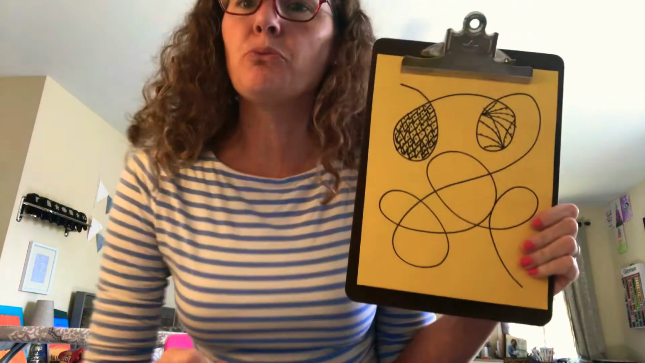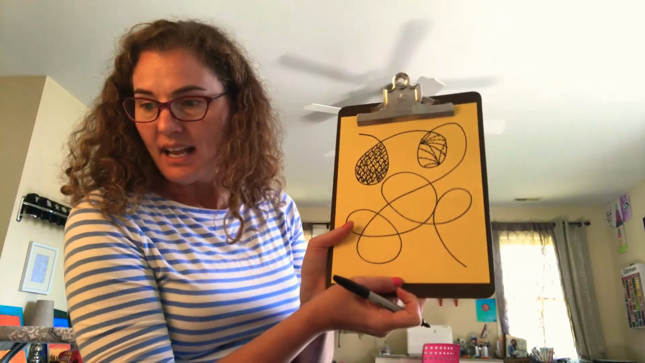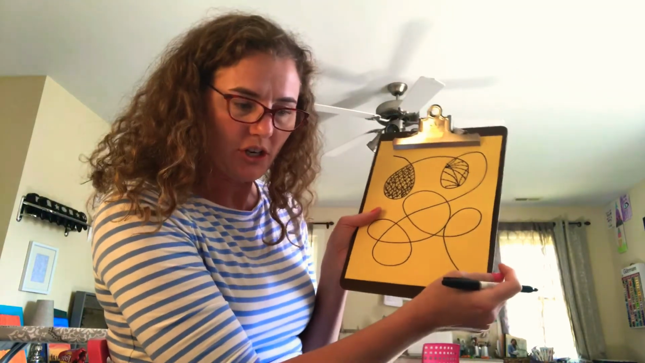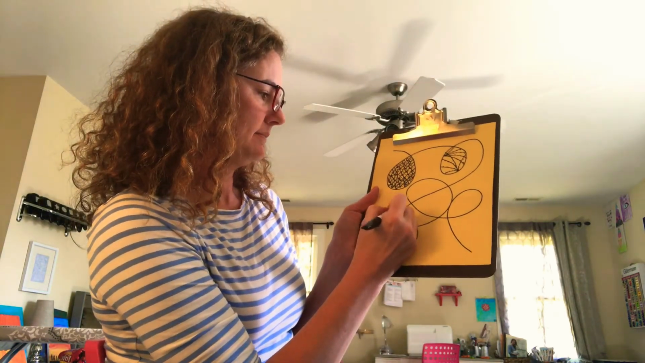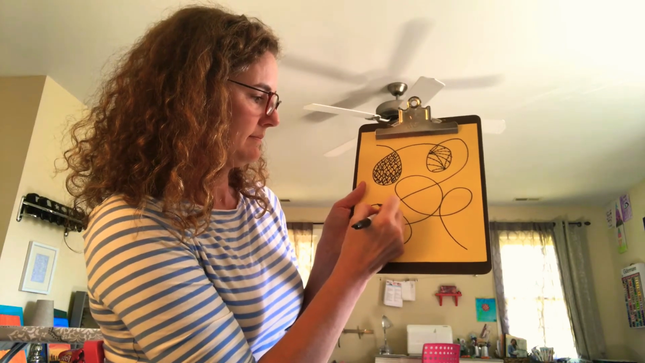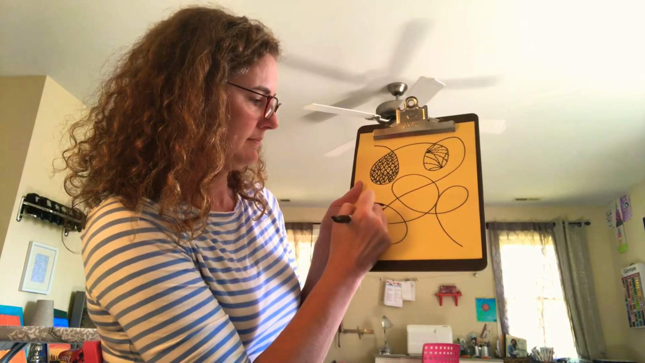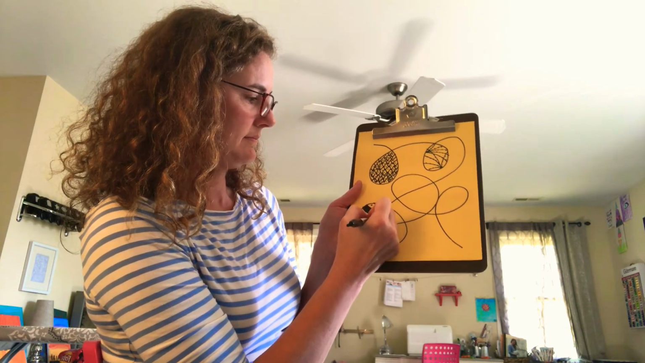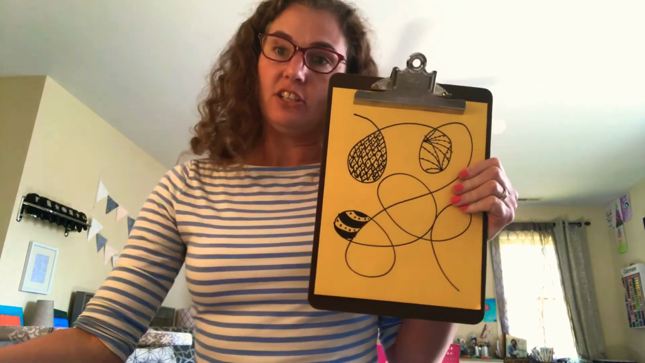Okay, here's my pattern. I'm going to do one more, and then you can add yours. You can start. I want to make this one a little darker, so I'm going to do, let's try this. Okay, now just pretend that these are all finished.